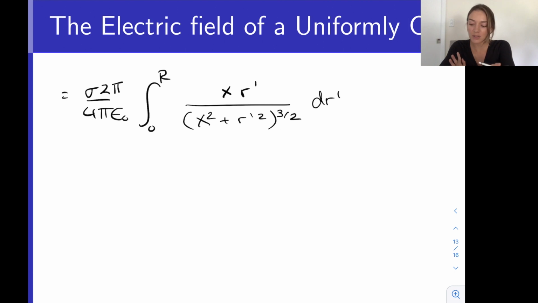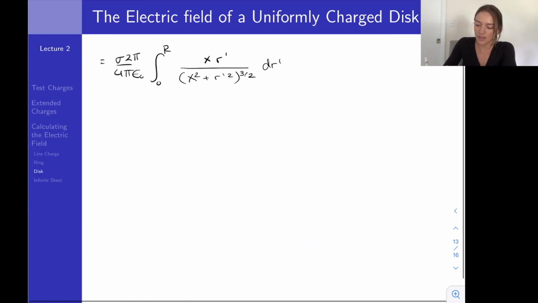Unfortunately, you're going to have to do a u substitution. Now, there's I think only 2 instances in this class where we do a u substitution. They're not, like I said, trig u substitutions or anything like that. Very straightforward u substitutions. So let's go through that. What we're going to have to do is call our denominator down here, our x squared plus r prime squared, our u. So u is x squared plus r prime squared.